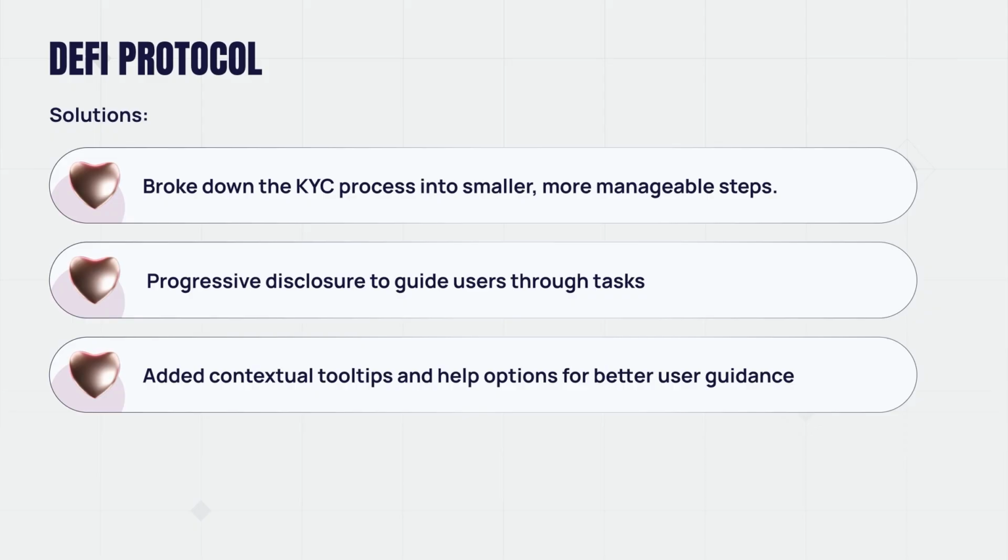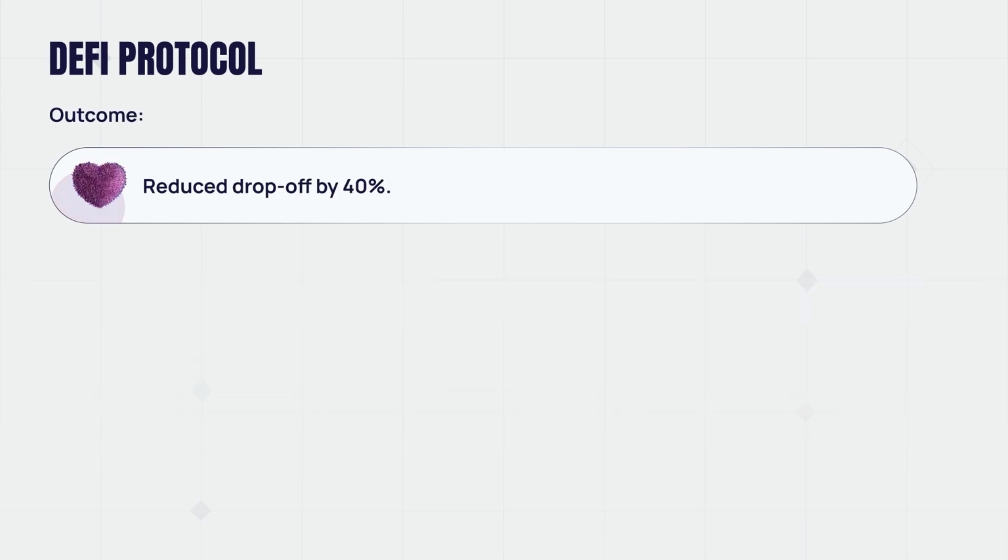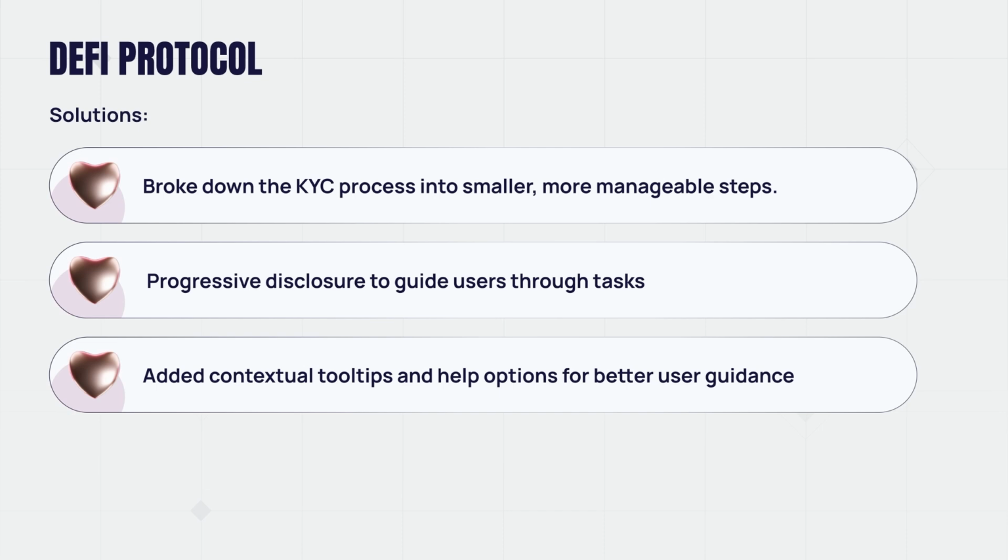So the solutions we did to overcome these were we broke down the KYC process into much smaller, much more manageable steps. So instead of dumping all of the information to the user all at once, we broke it down into multiple smaller manageable steps. And we also progressively disclosed all these steps to the user to guide them through the task.